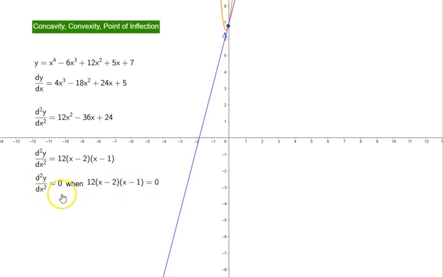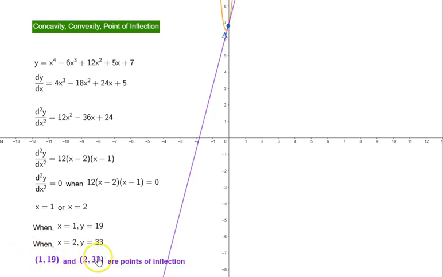So d2y by dx square is equal to 0 when any one of them is 0. So either x minus 2 is 0 or x minus 1 is 0, which means x equal to 1 or x equal to 2. Now, when x is equal to 1, if we substitute it here, we get y is equal to 19. And when x equal to 2, we get y is equal to 33. So these are the 2 points where the curvature flips. So these 2 points are called the points of inflection.